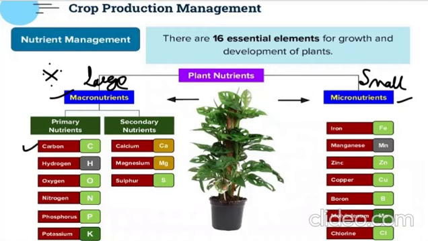Macronutrients consist of carbon, hydrogen, oxygen, nitrogen, phosphorus, potassium, calcium, magnesium, and sulfur. These nutrients are required by the plant in very large quantities for growth. Micronutrients are needed in very small quantity; if the plant gets them, it's fine. They are iron, manganese, zinc, copper, boron, molybdenum and chlorine. These are needed in less quantity, but yet they are needed. So these are the two types of nutrients which plants need.